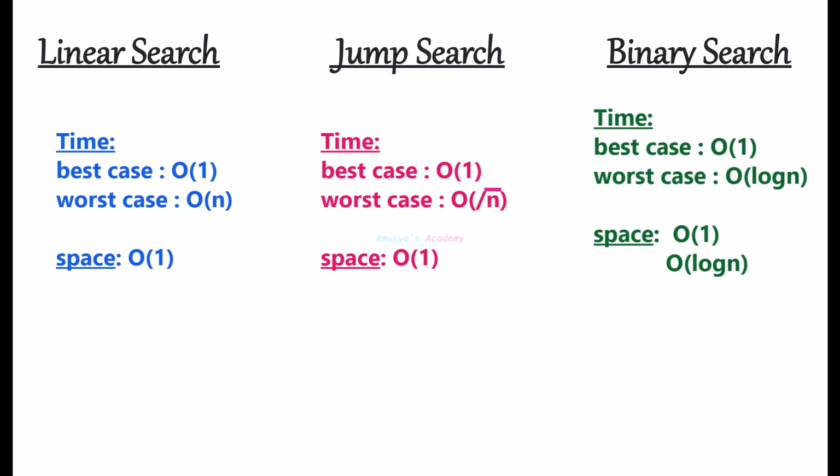And for binary search, worst case time complexity is big O of log n, best case is big O of 1, and space complexity is big O of 1 when we use the iterative approach. If we use the recursive approach, then it is big O of log n.